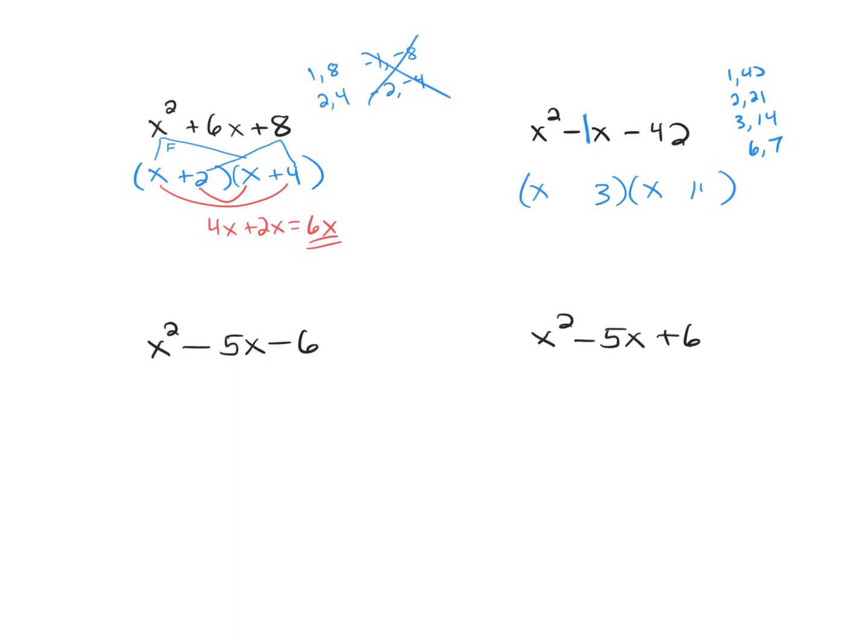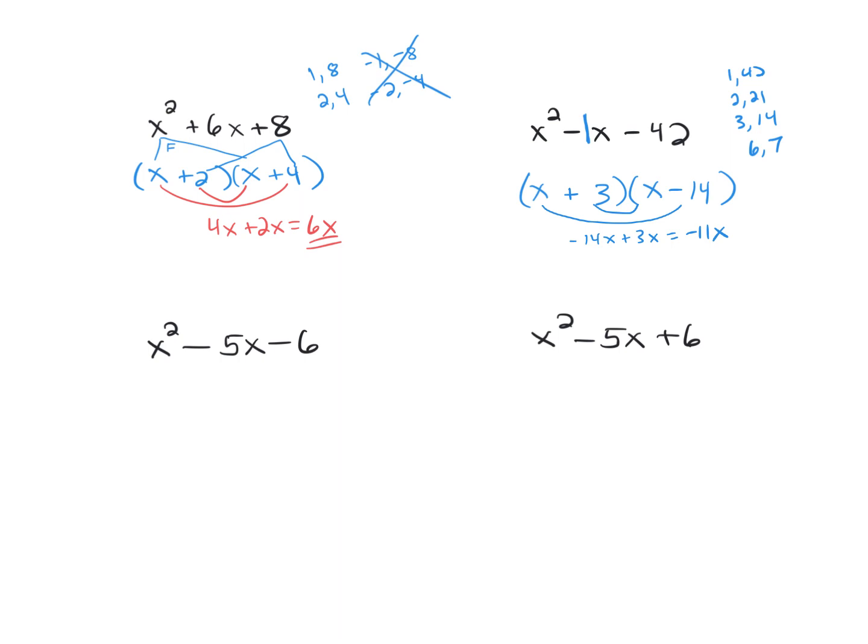I'm going to put a 3 and a 14. Okay, now I got to think through this a second, because notice that this is a negative 42, which means one of these two numbers has to be negative. And you got to choose. So I'll just put a plus here and a minus here and see what happens. My O and my I give me a negative 14x plus 3x. Well, that's negative 11x, so that will not work.